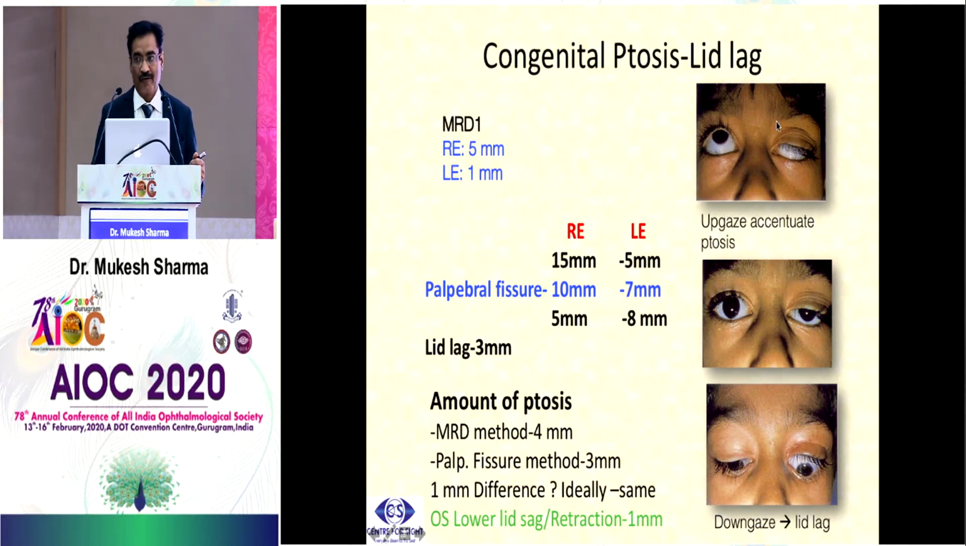So if you are supposed to choose one method by which you have to do the ptosis examination, the best way is by MRD method. Because in palpebral fissure method, more than 90% chances that you are correct, but sometimes you may be wrong if patient is having abnormal lower lid position.